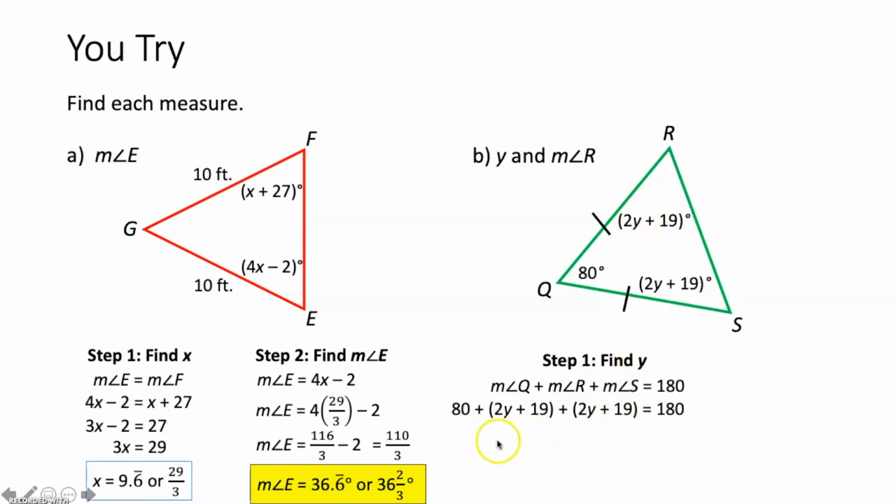So let's combine like terms. 80 plus 19 is going to give you 118, and then 2y plus 2y gives you 4y. I can then solve for y by subtracting 118 from both sides and dividing both sides by 4. I get y is equal to 15.5.